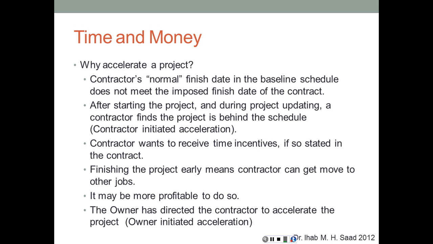In some cases, even if the owner has delayed the project, they still want the project to be completed on time, so they would pay the contractor an extra amount to finish the project on time. Therefore, this would be an owner-initiated acceleration to get rid of a delay, whether it was an excusable or compensable delay. So the contractor's normal finish date is in the baseline schedule.